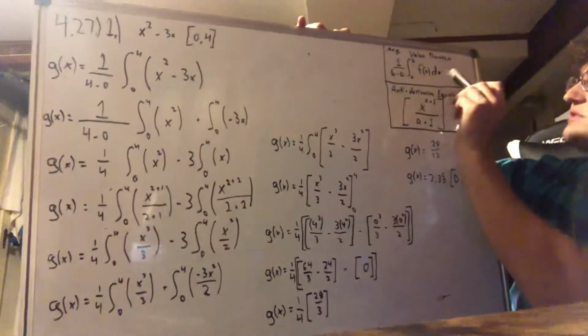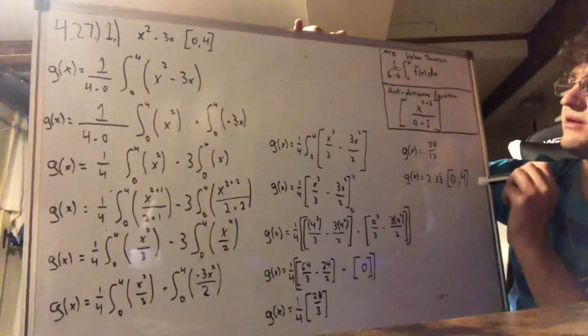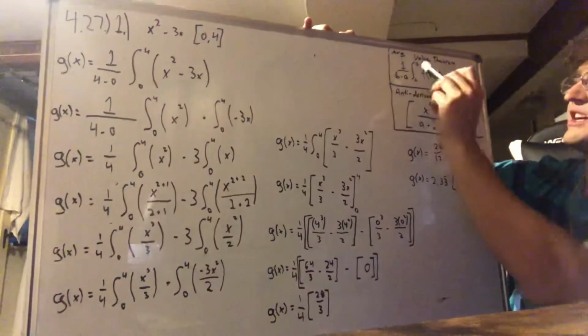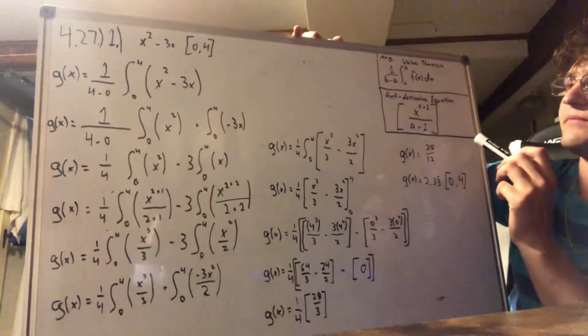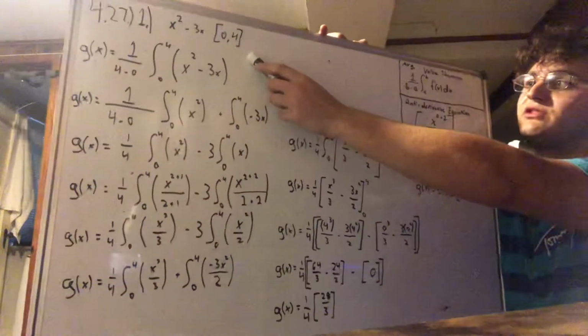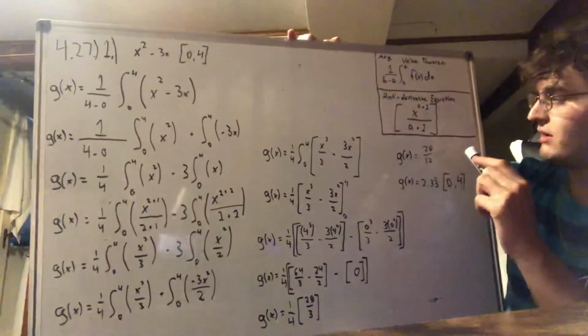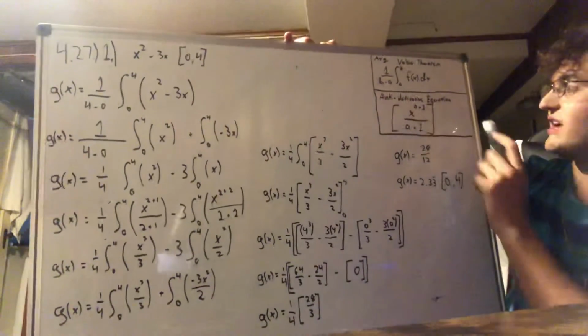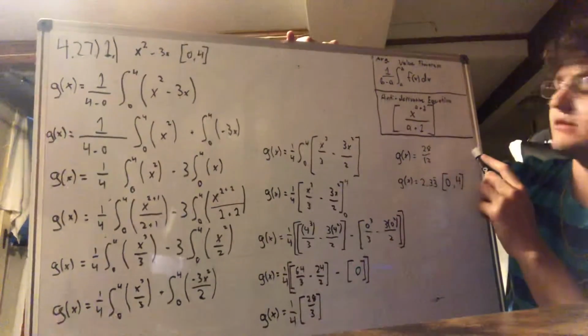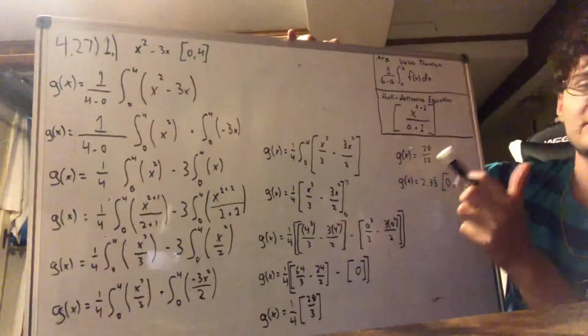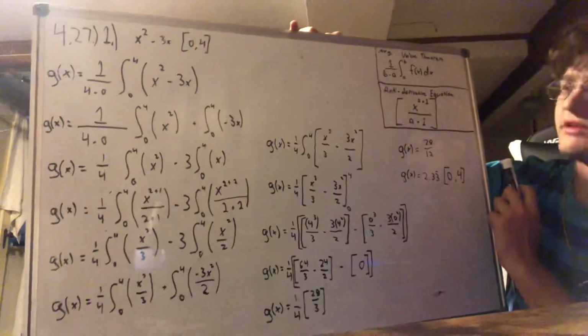And we use the average value theorem instead of the mean value theorem, and the ultimate difference is that we're just checking the validity of all these points rather than just one single point, which is what we do with the mean value theorem. And we also use the antiderivative equation again. We use the antiderivative equation in the average value theorem and the mean value theorem. And this is number 1.